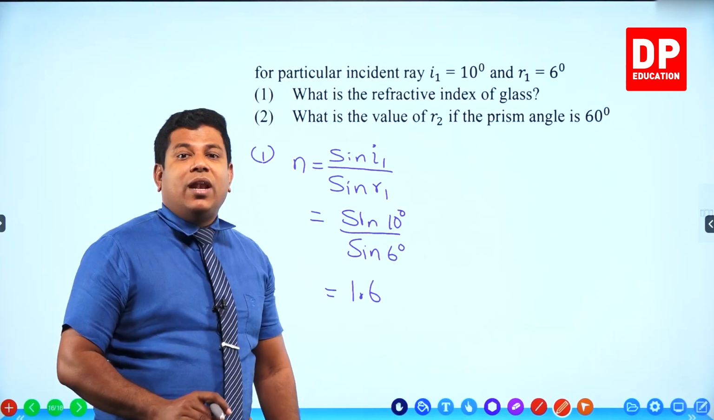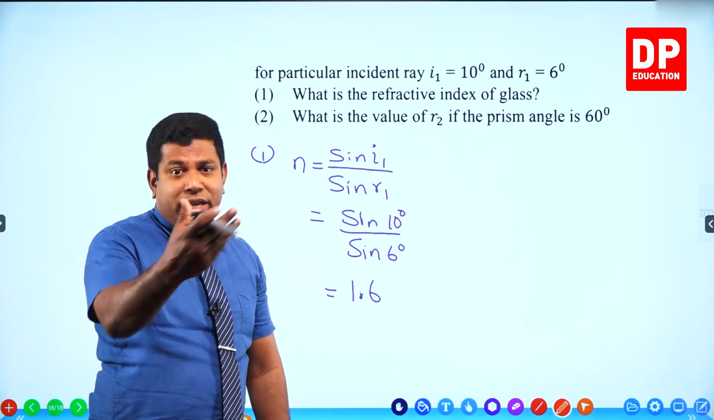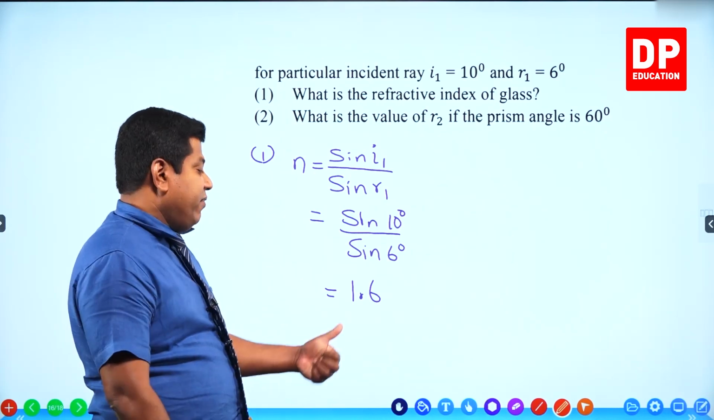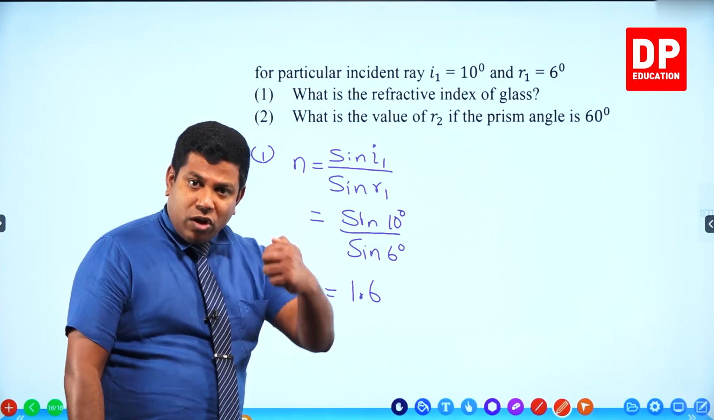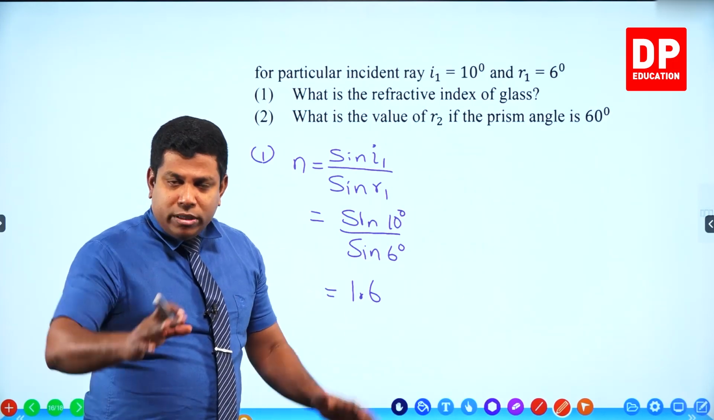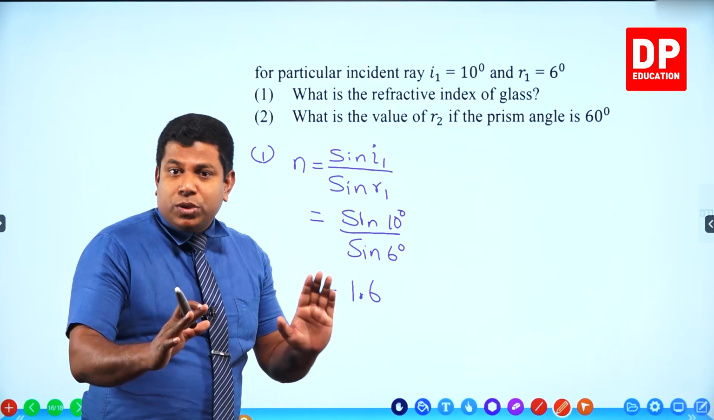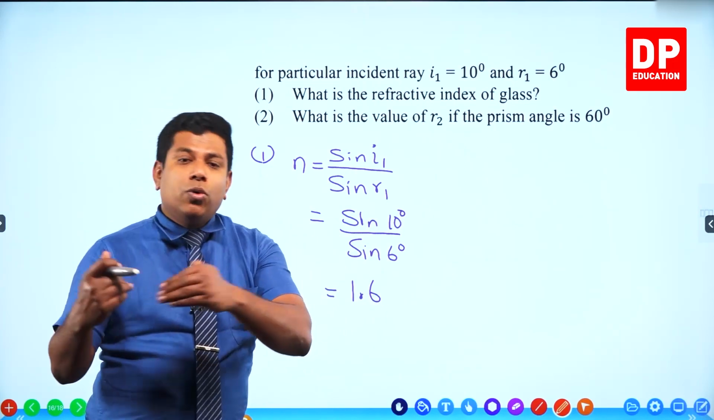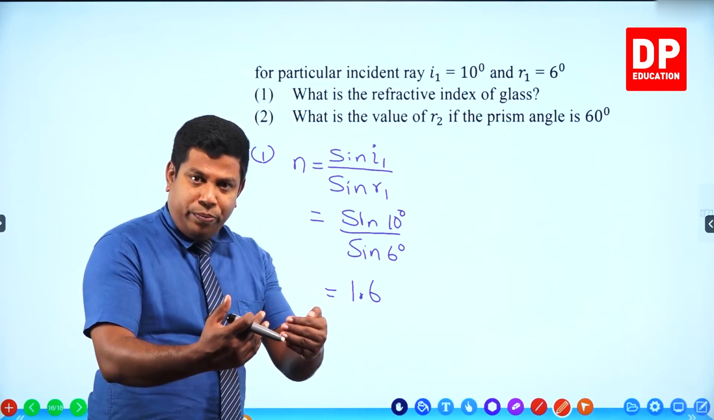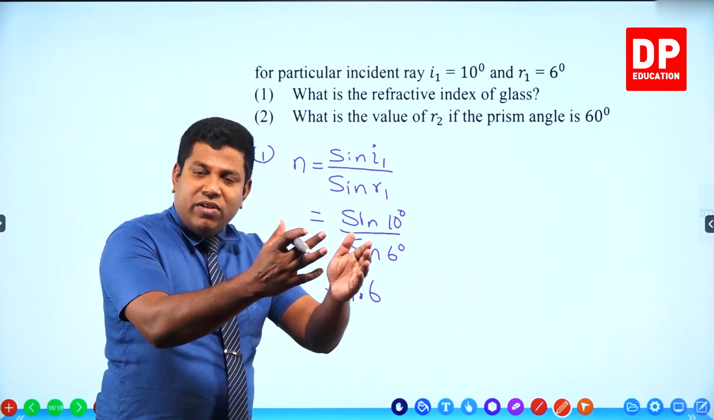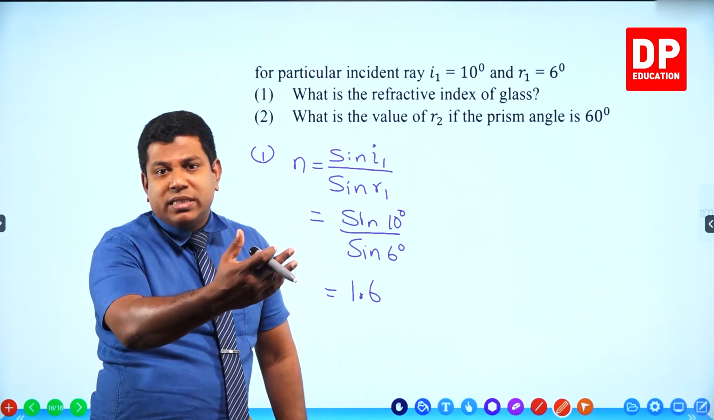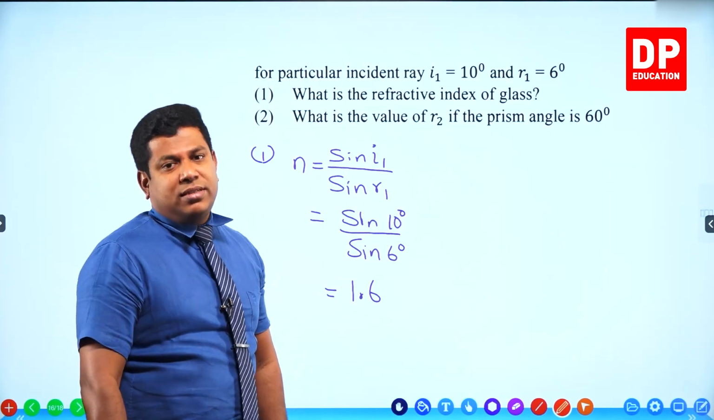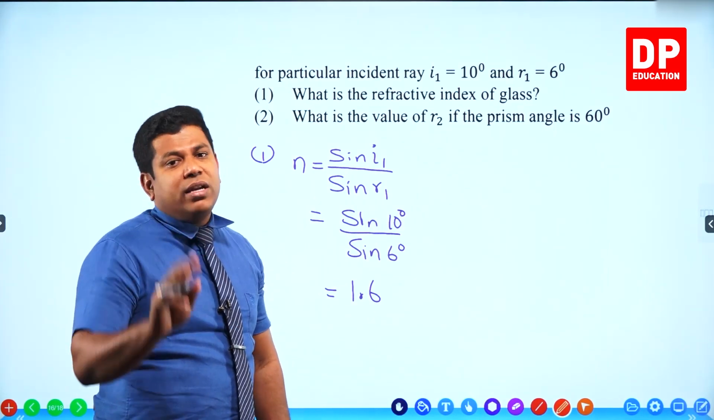Some students, without calculating, thought it's glass. We usually get glass 1.5. They would have written 1.5 here, and would have lost the marks. So don't take pre-assumed values for refractive index. If they say water, if they say glass, don't assume the numbers that you know. When they give numbers, when you calculate based on the numbers they give, you might get different answers. They might intentionally give you numbers to get different answers.